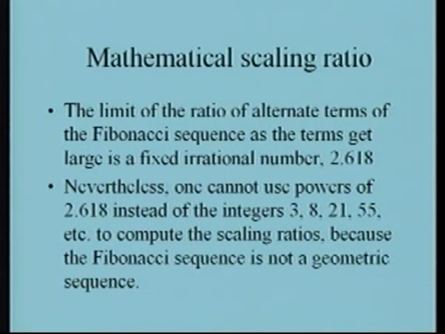So a little mathematics now to relate what I'm doing to what people know about the golden ratio. If you take the limit of the alternate terms of the Fibonacci sequence, as the terms get large, you get a fixed irrational number, which is 2.618. Now, one would say, why go through all this trouble of adding those numbers? Why don't we take powers of 2.618? Well, we cannot, because the Fibonacci sequence is not a geometric sequence. That means it is not a sequence where you have a number a to the nth power, because the way you get it is by adding the last two terms. Anyway, these are mathematical details that do not concern us.